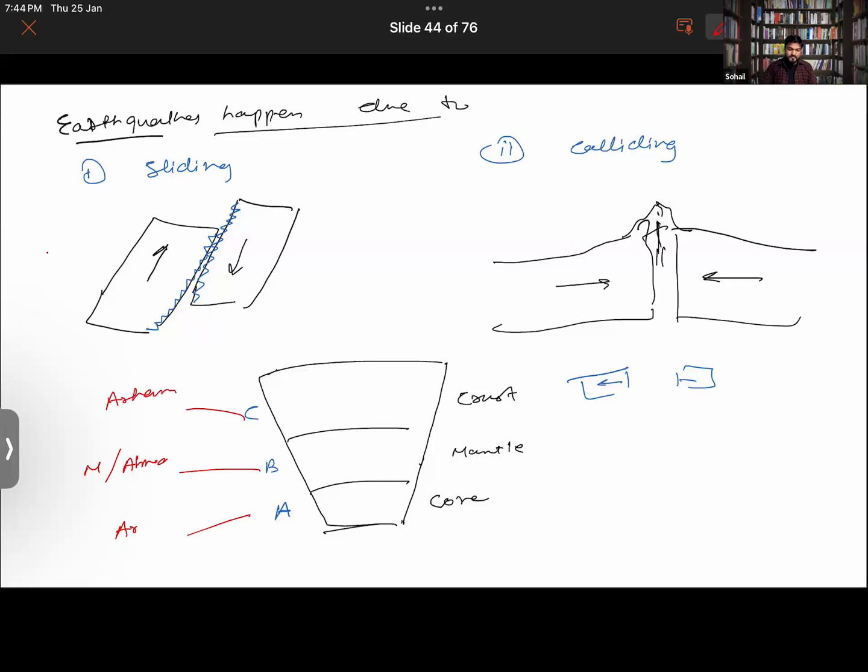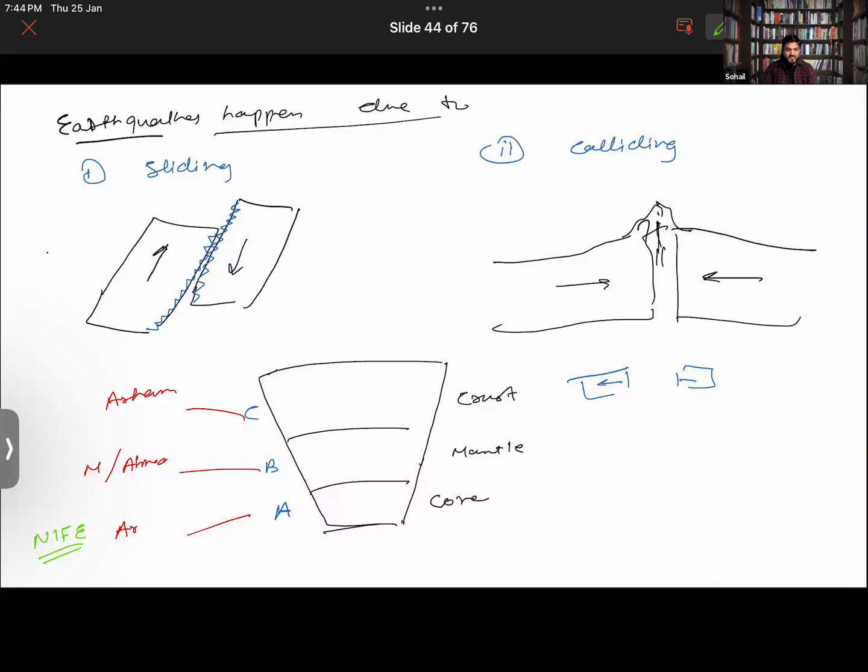So A is nife, also known as nickel and iron. Nickel and iron. Very good. Then Moaz and Ahmed, what is the composition of the mantle? Rock is there in the mantle, that is true. But talking about the important minerals found in it, in terms of the composition of the minerals?